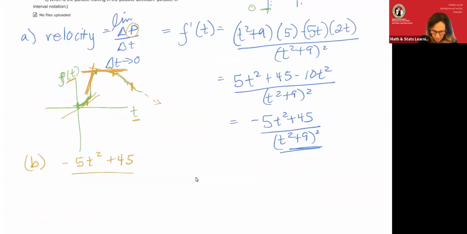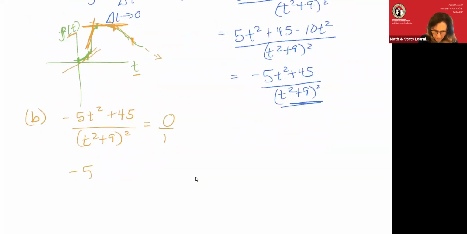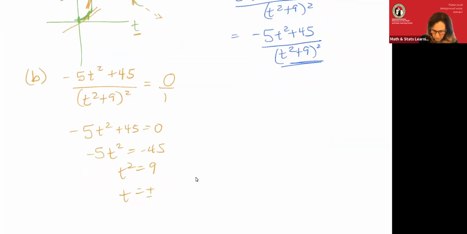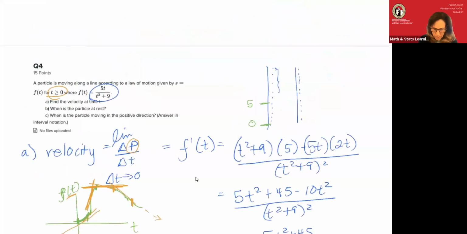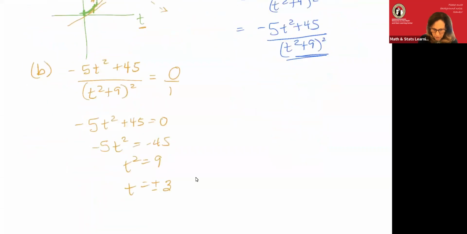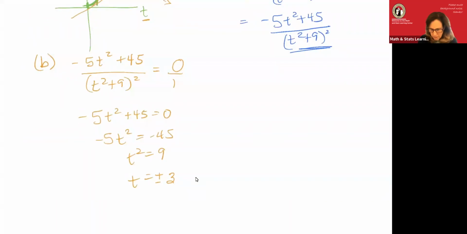Again, the bottom doesn't really matter because, as I said, it's always positive, but we want the top to be equal to 0. So if I do 0 over 1, we can cross multiply and say negative 5t squared plus 45 is equal to 0. So negative 5t squared is equal to negative 45. t squared is equal to 9, and so t is equal to plus or minus 3. Remember that they said t is greater than or equal to 0, so we're not thinking about t in the negative direction.